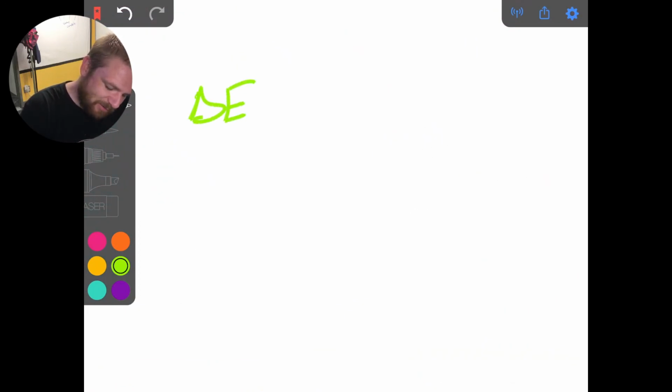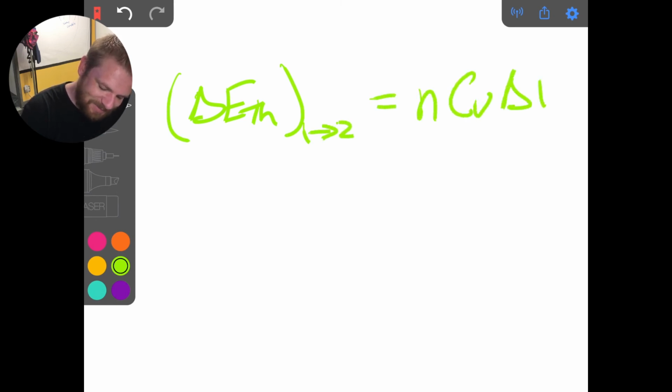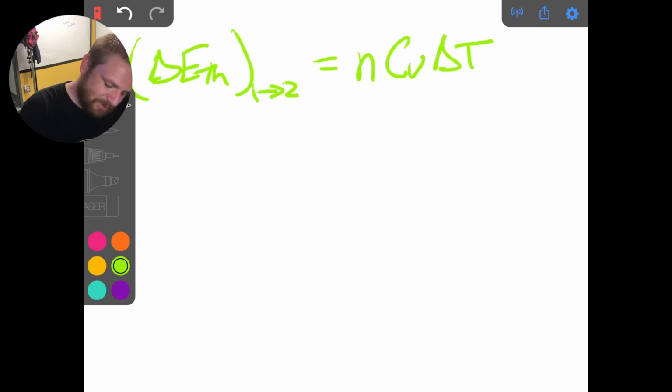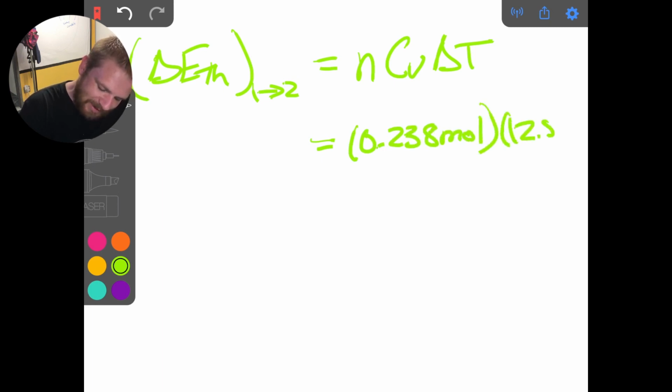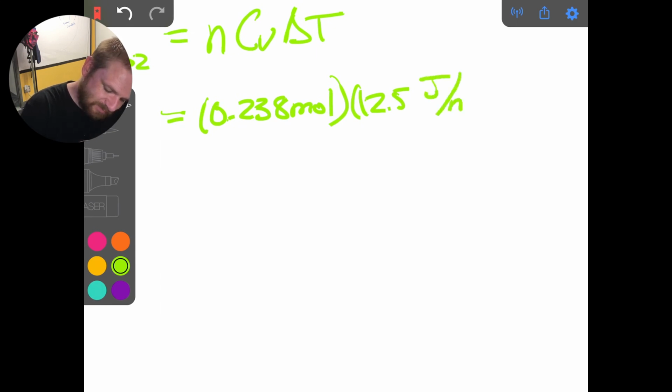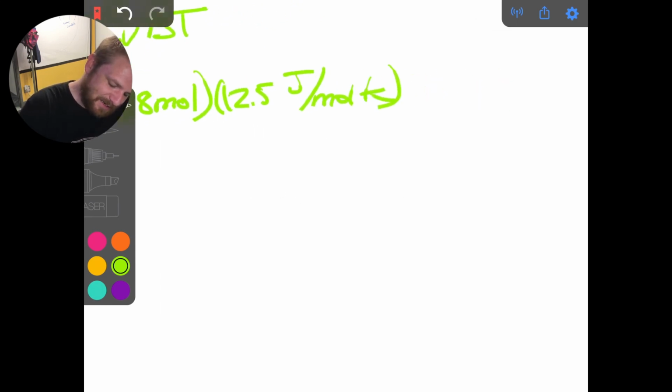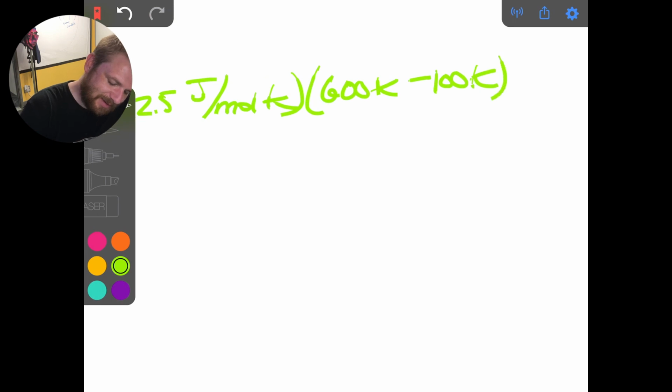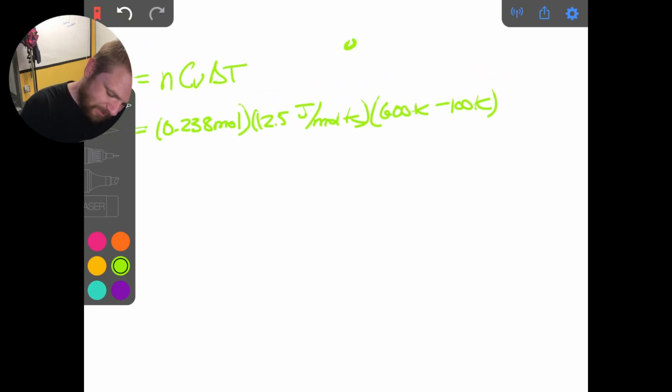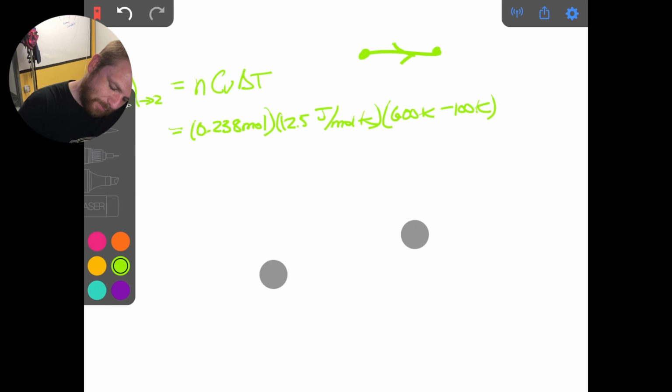So the change in the thermal energy from 1 to 2 is going to be the same expression as it is because it's independent of the process, N CV times delta T. And we know N now, the number of moles doesn't change, so this is going to be 0.238 moles times CV, which is still 12.5 joules per mole Kelvin, times delta T, which is going to be our final temperature, that 600 Kelvin on the right, minus our initial temperature, which is our 100 Kelvin here on the left. And so we move across here. We're looking at the constant pressure process.